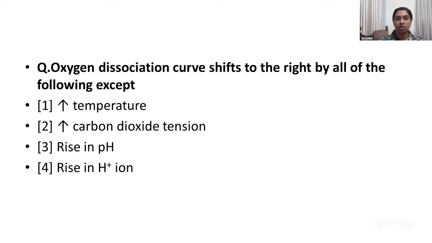So here they are asking about the oxygen dissociation curve. It shifts to right by all of the following except: increase in temperature, increase in carbon dioxide tension, rise in pH, rise in H plus ion. These are opposite options, so any of them may be the answer. Rise in pH means alkalinity. Rise in H plus ion means acidity or dip in pH. So the answer here is rise in pH.